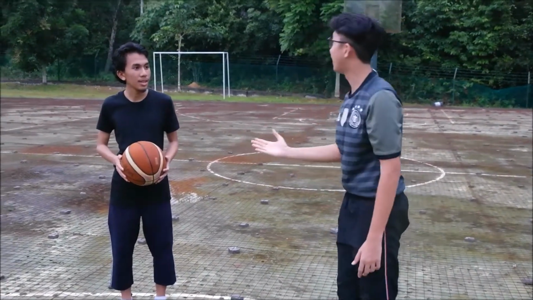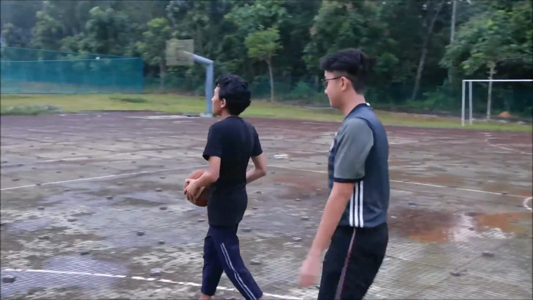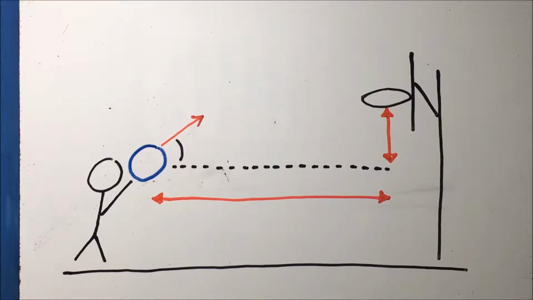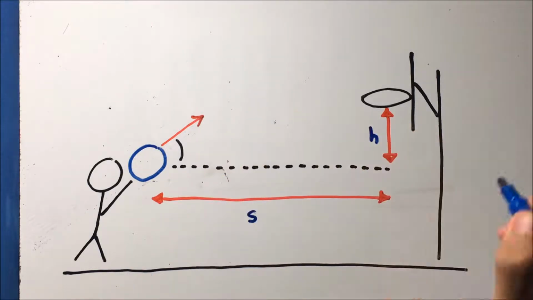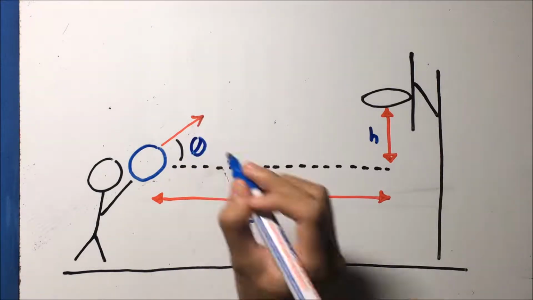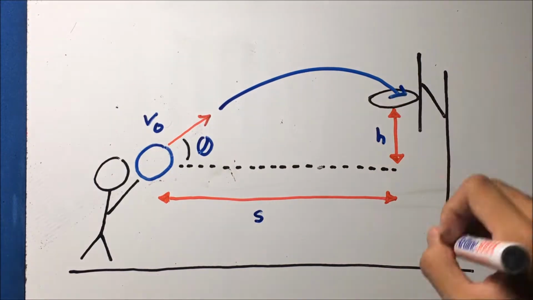How did you do it? Let me show it. Let's go. To throw the basketball, you need to determine the angle. So within this diagram, I can label this as length, and this is the height, and this is the angle alongside the initial velocity. With that, I can throw the basketball.